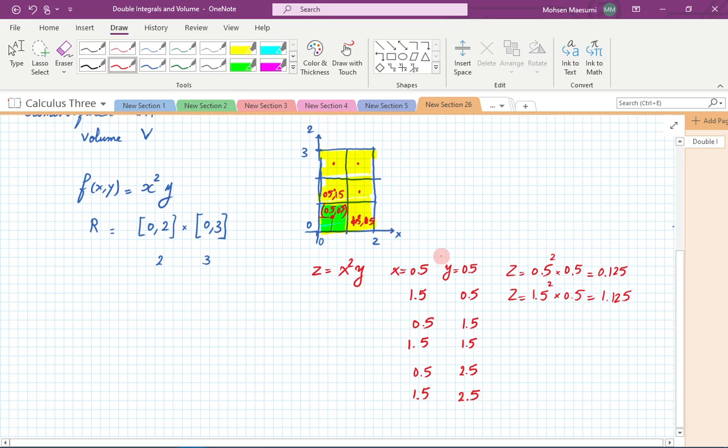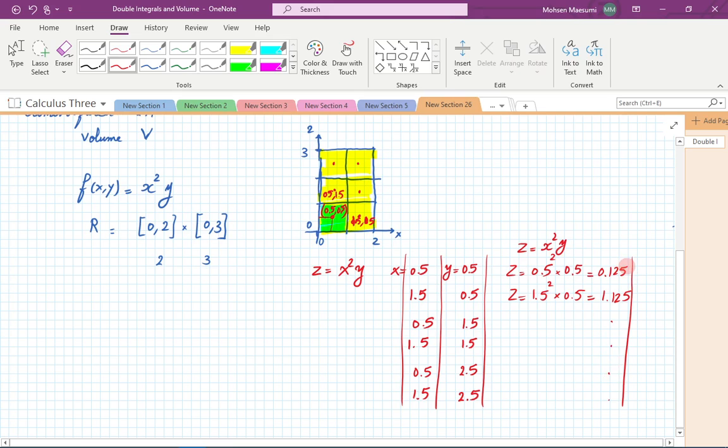So if you wish, you can make a table. You have x's, y's, and the z values. Z is coming from our function which was x squared y. Okay, so you have to calculate all 6 of these things. I am going to leave that to you.